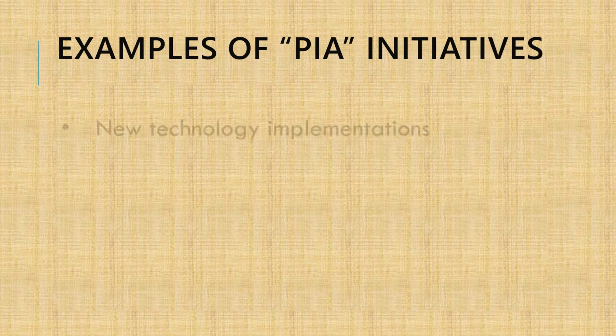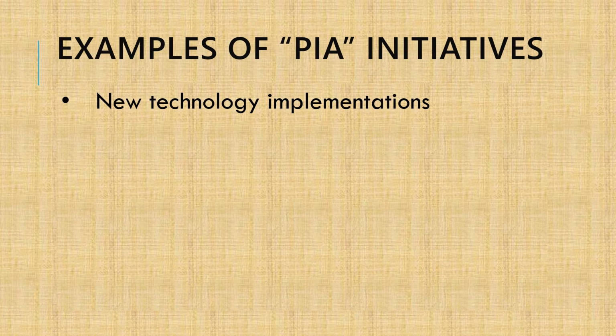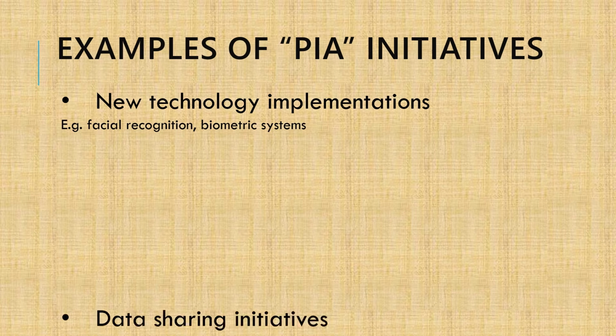What are those? New technology implementations. The introduction of new technologies such as facial recognition or biometric systems may collect and process personal data in ways that could impact privacy, right? A PIA can help identify and mitigate these risks. These are the two examples. What is the next one?